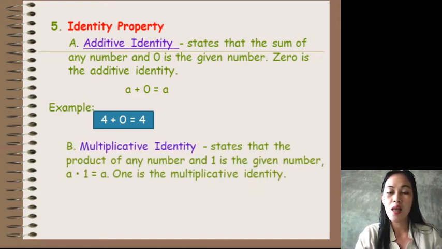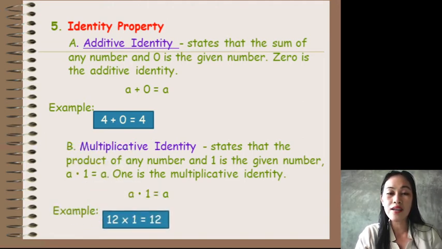Next is multiplicative identity. It states that the product of any number and 1 is the given number. A times 1 is equal to A. 1 is the multiplicative identity. So we have A times 1 is equal to A. So if we multiply 1 to any number, the answer is the given number. Example of this is 12 times 1 is equal to 12. That is the multiplicative identity.